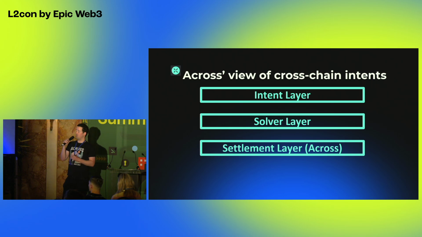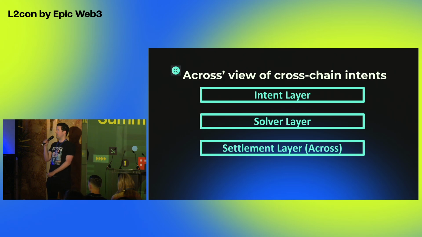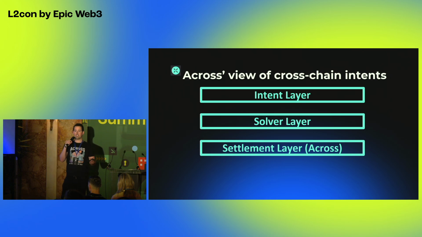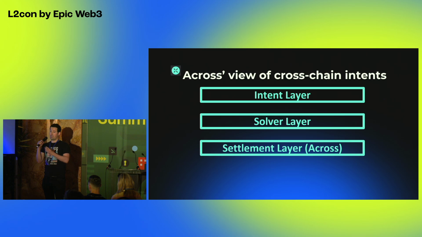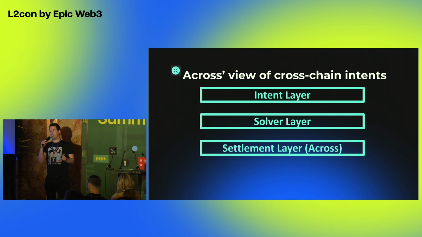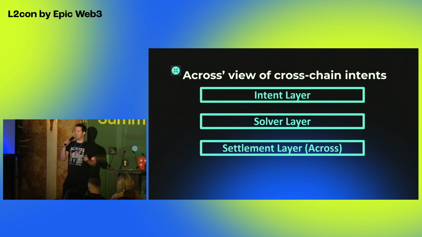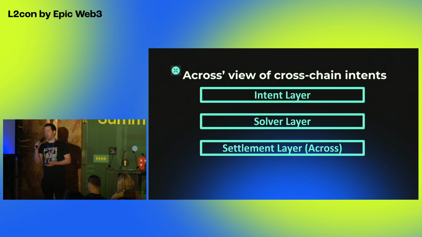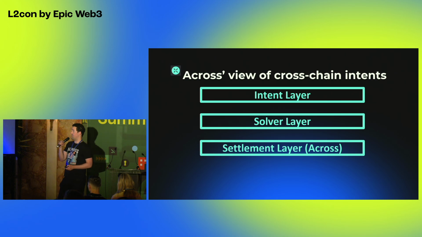But now you have the issue that solvers need to be repaid. So how Across does this is we use our optimistic oracle to verify that the cross-chain transactions and the intents have actually been fulfilled. And when they are fulfilled accurately, that's when the solver is repaid with a small fee. So at the end of the day, you have the user that receives their funds extremely fast and cheap, and you have solvers that are fulfilling these intents, being paid back and making a good amount of money for fulfilling these intents.